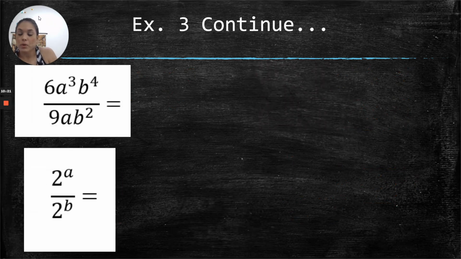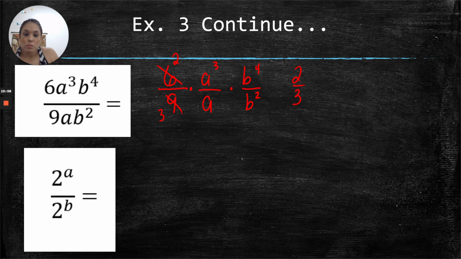Let's do another example. 6 times a cubed times b to the 4th power divided by 9 times a times b squared. So I have 6 over 9 times a cubed over a times b to the 4th power divided by b squared. So I can simplify. We've got a common factor between 6 and 9, which is 3. 3 goes into 6 2 times. 3 goes into 9 3 times. So my fraction would be 2/3.